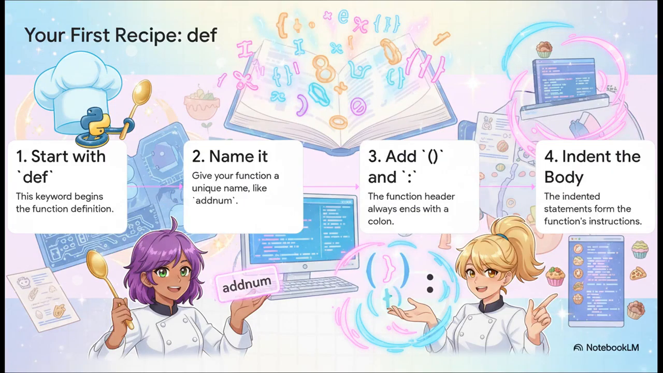So how do we actually write one of these recipes? It's surprisingly simple. You just start with the keyword def, which is basically you telling Python, hey, I'm defining a new recipe. Then you give it a unique name, add a pair of parentheses and a colon, and then, and this is important, you indent all the instructions that belong to that recipe right underneath it. That's it. You've made a function.